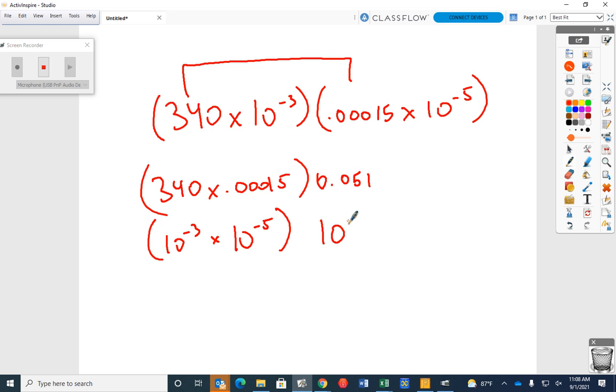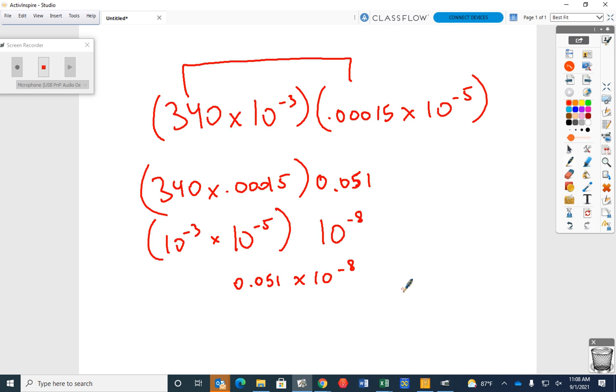Negative 10 to the negative 8. Okay, that's not, it's a 0. That's a 0, Bowman. 8. Oh. Okay, so let's write this out. I have 0.051 times 10 to the negative 8. Okay, what's wrong with my answer? It's not scientific notation, right?